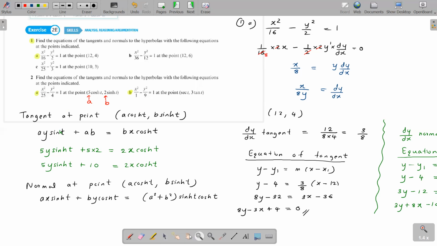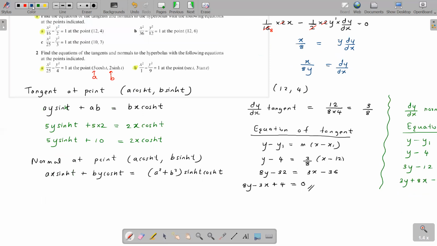Okay, right, then let's input the values. A is 5 and b is 2. So 5x sin t, b is 2. A square plus b square is 5 square plus 2 square, which gives me 29. Then the next one, part B.